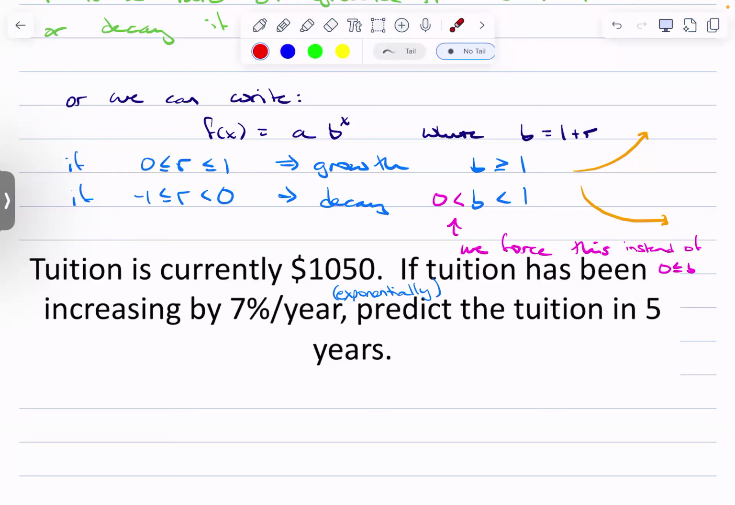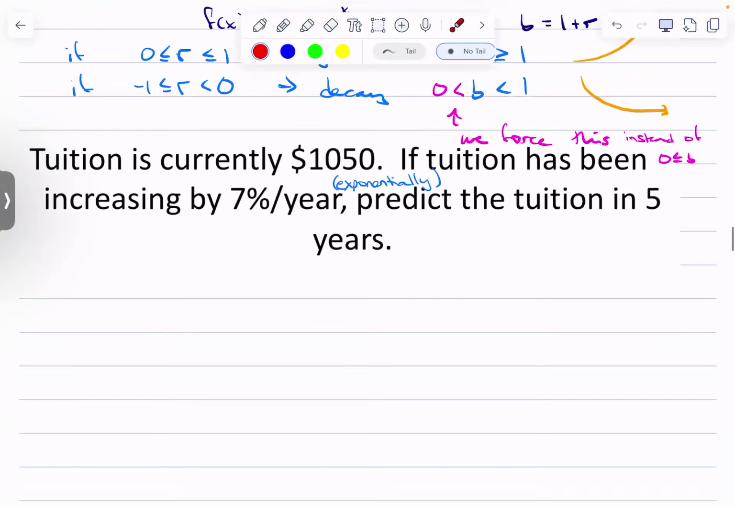So depending on what b is, you can translate that to the rate and look at the rate, which I think is more intuitive. If it's positive, it's growing. If it's negative, it's decaying. But knowing their relationship will be good.